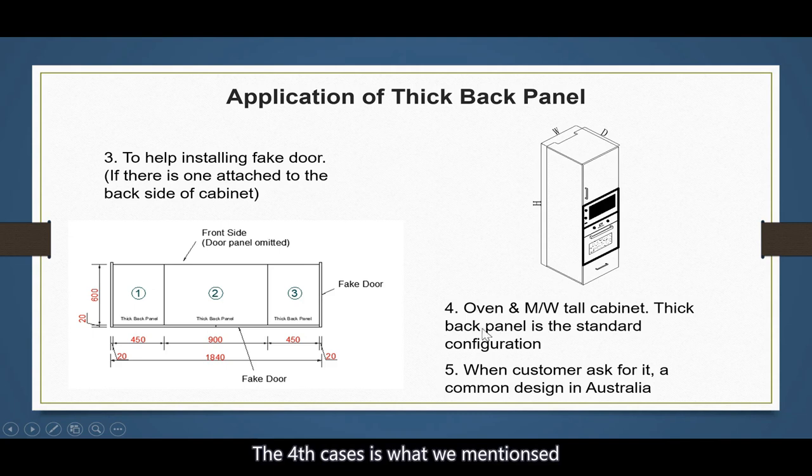The fourth case is what we mentioned, the appliance high cabinets. The locations behind these appliances have no back panels, and for the other parts there will be thick back panels. In other cases, when the customers ask for it, we can go for these designs, and this is really common in Australian markets and kind of weird in other markets. I would say it's not common in Southeast Asia, not common in North America.